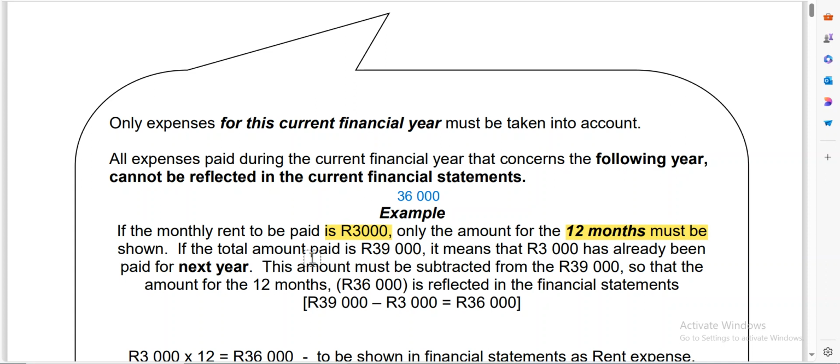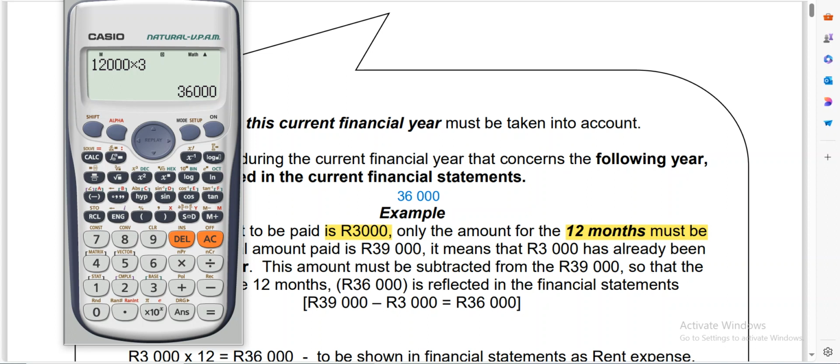Why are they saying that? If you take this 39,000 and then you say minus 36,000, it will give you an extra 3,000. It means that this 3,000 was prepaid. It was paid in advance, which is what they've done here. So these are some of the examples that you will deal with with regards to your prepaid expenses.